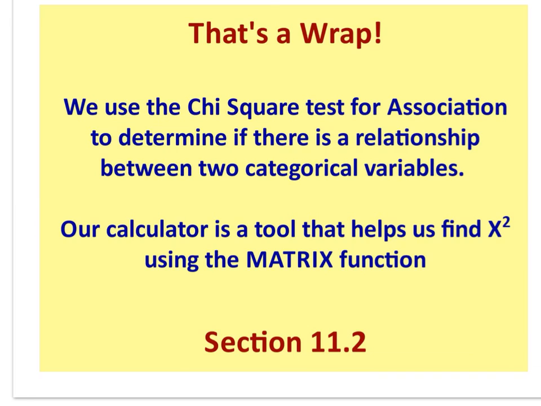So that's a wrap. We use chi-squared test for association to determine if there's a relationship between two categorical variables. Our calculator is a tool that helps us find chi-squared using the matrix function. You do not have to use your calculator, but it is a nice tool to have. So use it on your homework, experiment with it, make sure you're comfortable with it, and come to class with questions so we can go over it.